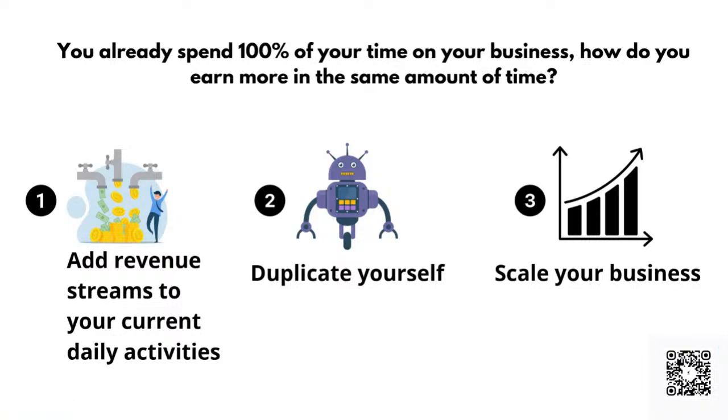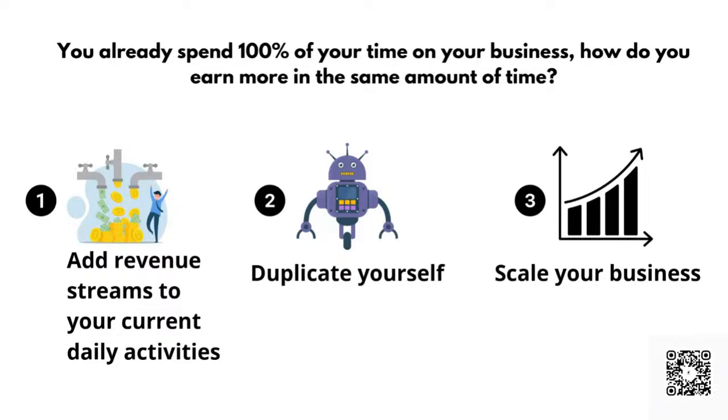There's a couple ways to do that. You could add another revenue stream to what you're currently doing. You're not necessarily going to do more, you're just going to do something parallel to what you're already doing. The image there is that we're going to open up another faucet along the same lines of what we're already doing, right? You could do that. You could duplicate yourself.